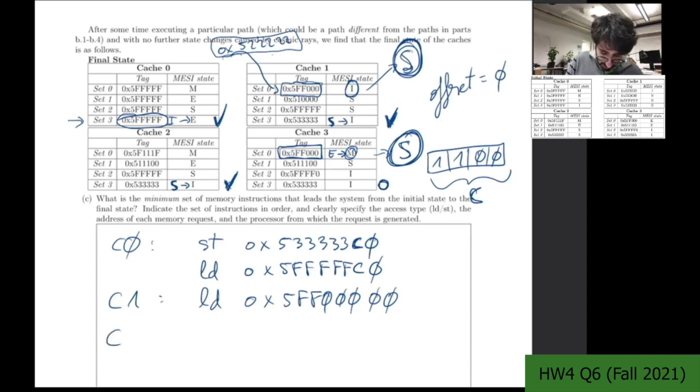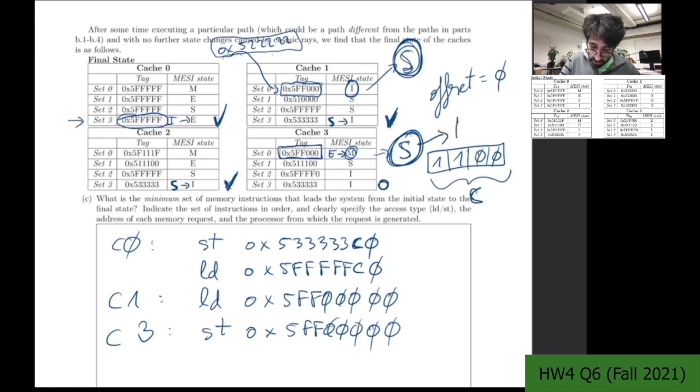So let's do that. In cache 3, just store our cache line 000 in set 0, offset 0. And doing this, we modify the state in cache 3 and invalidate the state in cache 1. So that is the solution for this question.